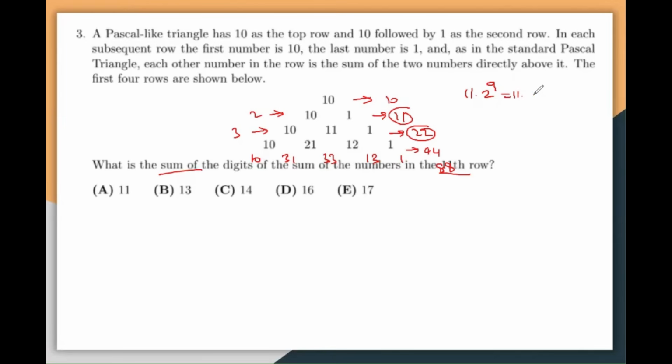And if you multiply this, you get the answer 512. So you got 2, 3, 6, and 5, right? So then if you add those digits, that's 11, that's 14, plus 2 is 16. So that is choice D.